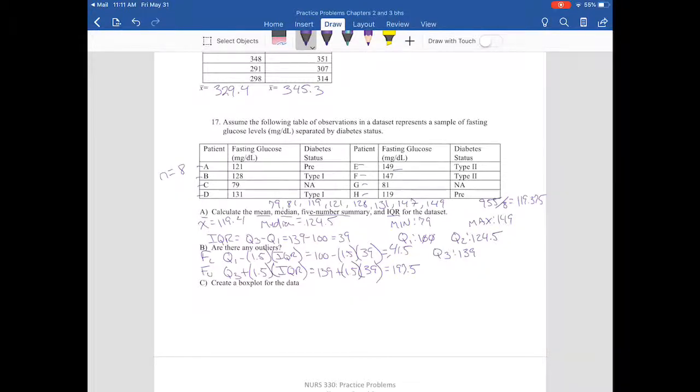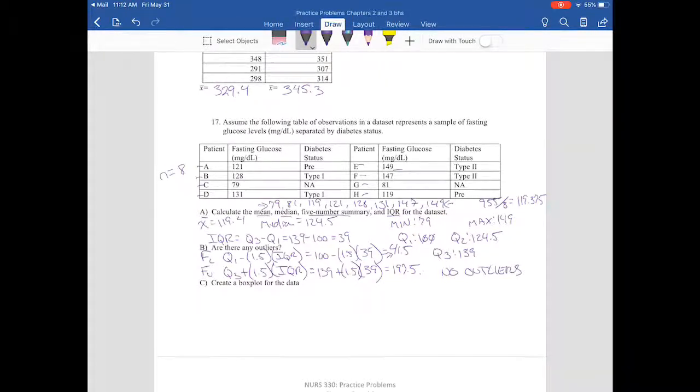If you look, are there any values lower than 41.5? And we look at our lowest value. No, that is above it, so nothing is lower than this fence. And we look above it, is anything above 197.5? Our upper value is 149, so no. So are there any outliers in the set? There's no outliers.